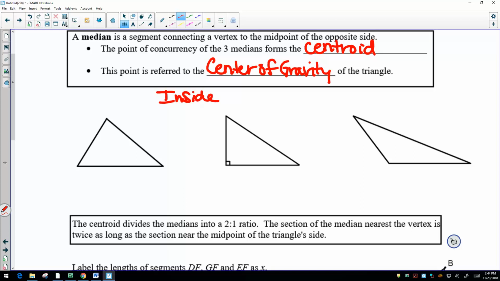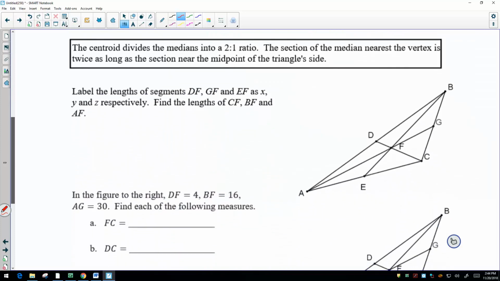Okay, now with this centroid, we get some algebraic properties. It says the centroid divides the medians into a 2-to-1 ratio. The section of the median nearest the vertex is twice as long as the section near the midpoint. So if we're looking at the picture, we're going to label the lengths of segments DF, GF, and EF as X, Y, and Z respectively, just meaning in that order. So DF, we label X, GF, Y, and EF, Z.